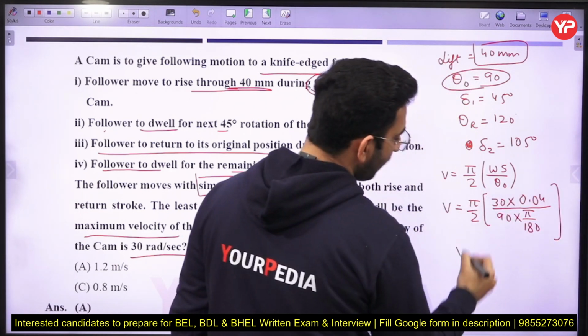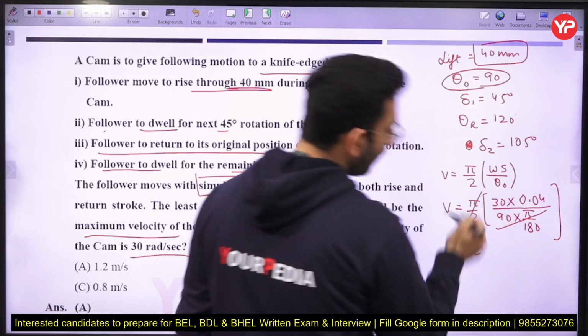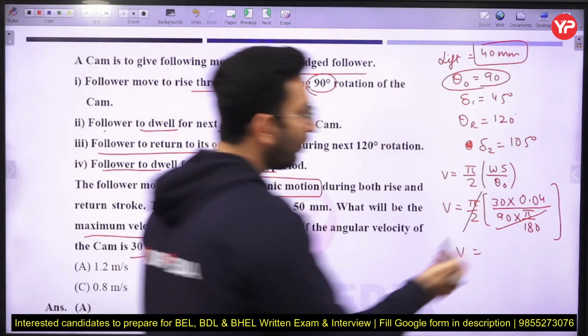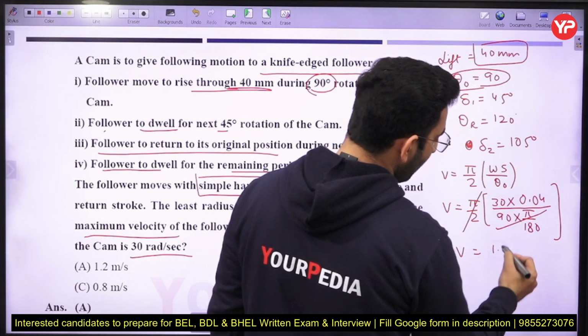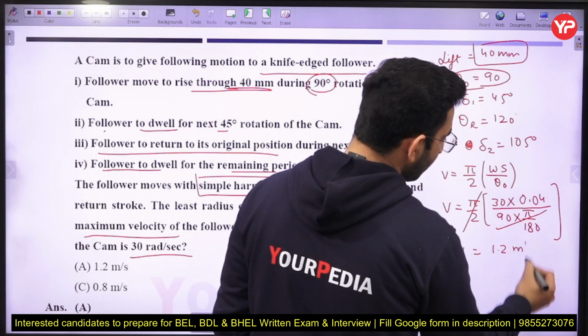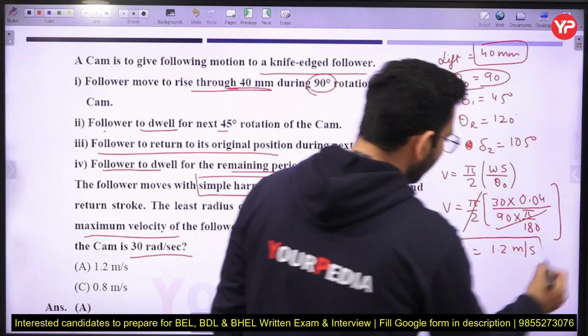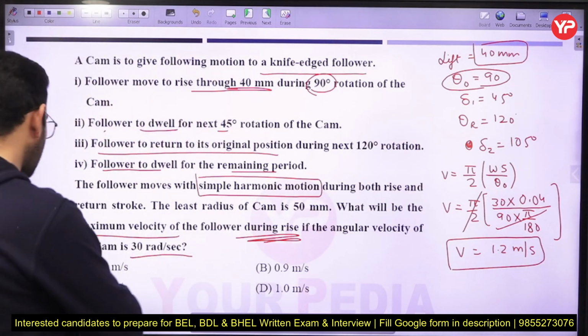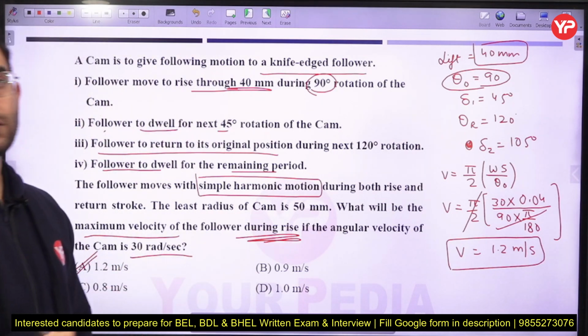So if you solve this expression, the numerator will be cancelled out with the denominator. So 30 into 0.04 comes out to be 1.2 meter per second. The 1.2 meter per second represents the maximum velocity here. So option A is going to be the correct answer for this part.